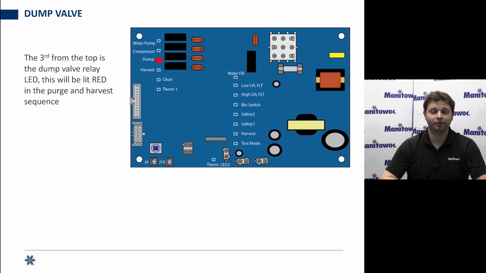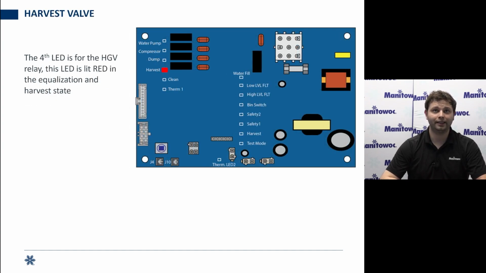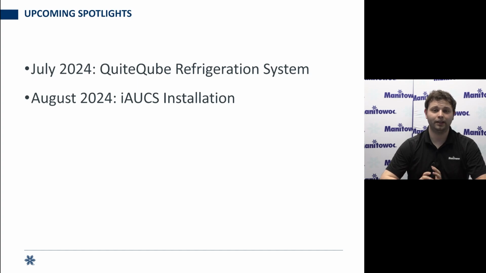Our third LED from the top will be the dump valve, and again, it'll be lit red, and you'll see it during the purge and harvest sequence. And lastly is our harvest valve, the fourth LED. It'll be our hot gas valve relay. You'll see this during a little equalization, but mostly in a harvest state. Alright, we covered the LEDs for this control board.